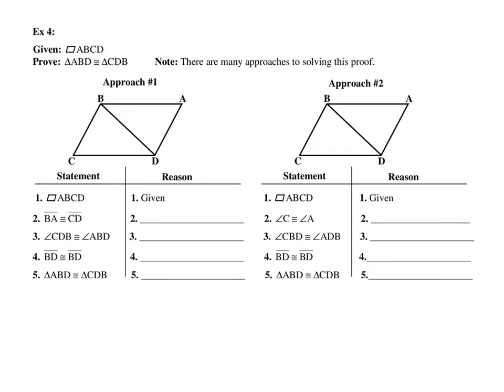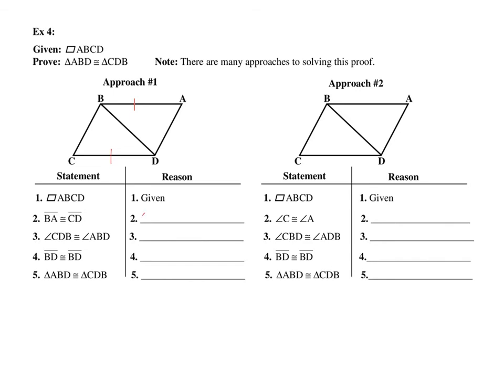Example 4, we got some proofs here. Given that the figure is a parallelogram, prove that the triangles are congruent. Let's hear approach 1. So I just have to fill in the blanks. The statement is BA is congruent to CD.